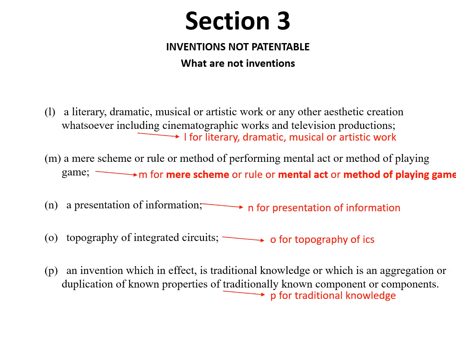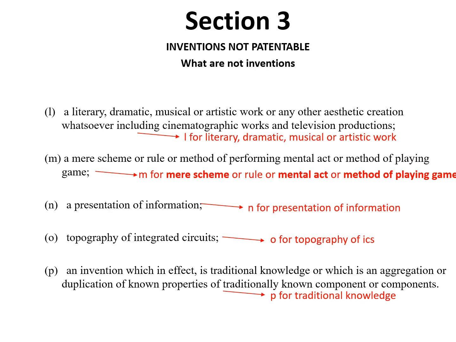Then coming on to section 3L, this is easy to remember. 3L is for literary, dramatic, musical or artistic work or any other aesthetic creation whatsoever, including cinematographic works and television productions. So it's very simple to memorize. L for literary, dramatic, musical or artistic work is obviously non-patentable. It comes under copyright, so it cannot be patented under the Patents Act.